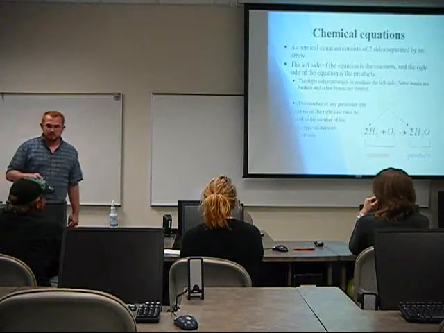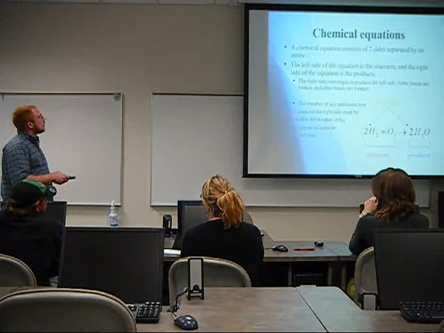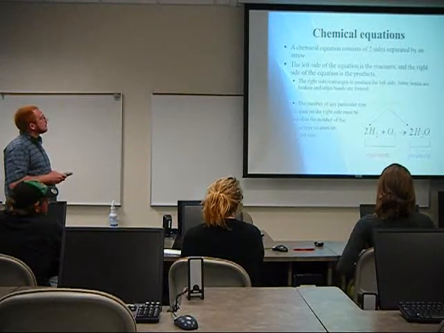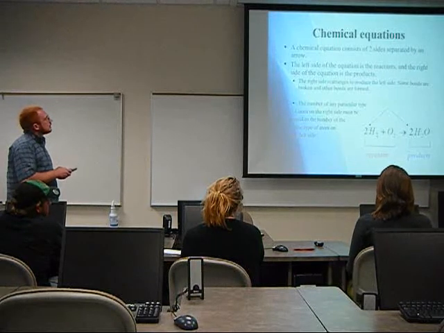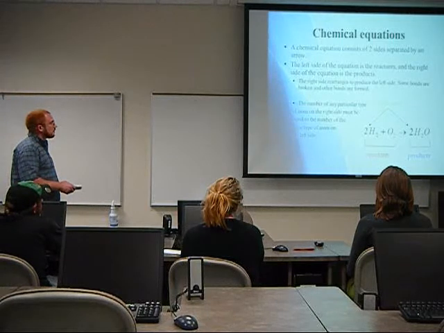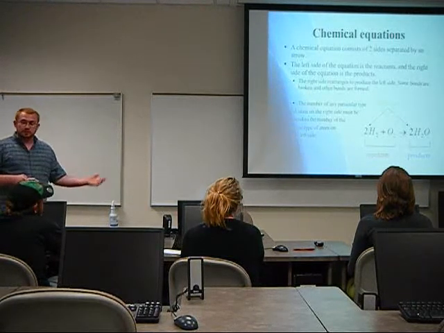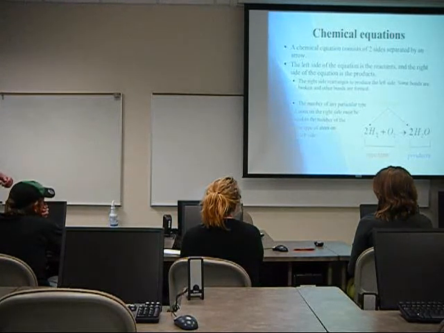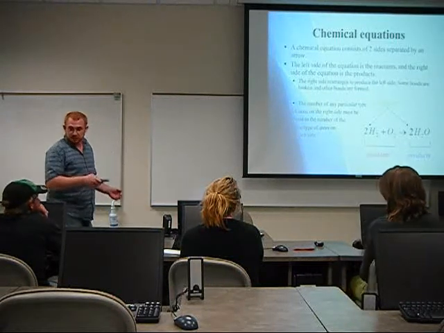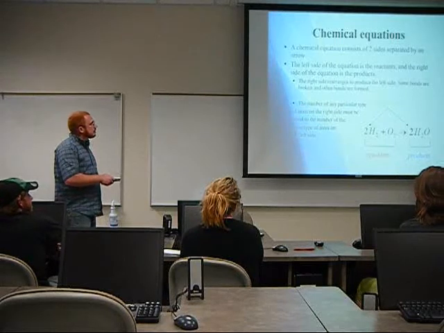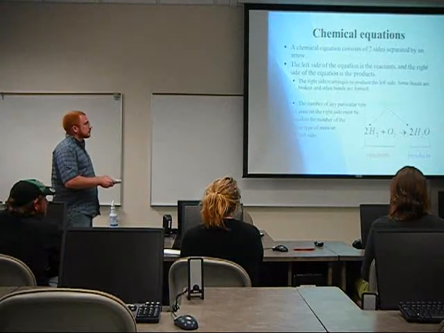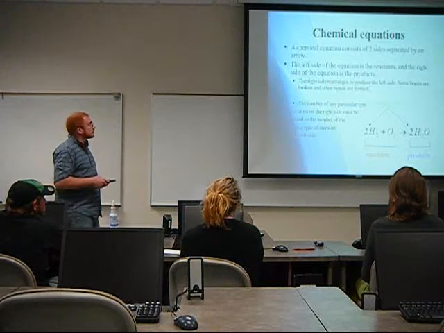So now we get to the important part, the part that's not reviewed, the chemical equations. And here's an example down here. A chemical equation consists of 2 sides separated by an arrow. The left side is the reactants. This is what you start out with. Now, at some point, there's going to be something called the activation energy. And these atoms on the left side are going to recombine. And this is what you get on the right side, the products.